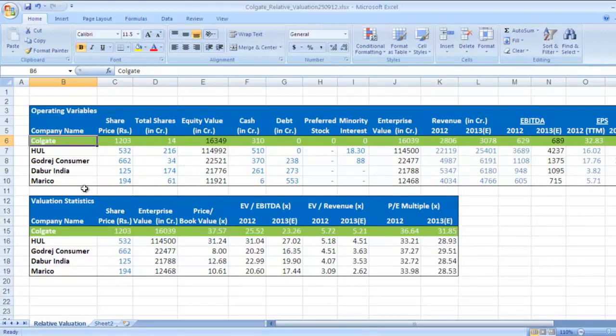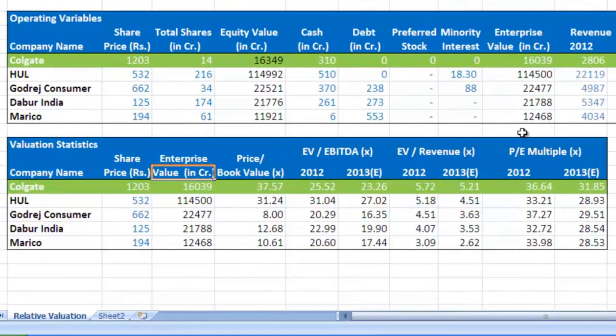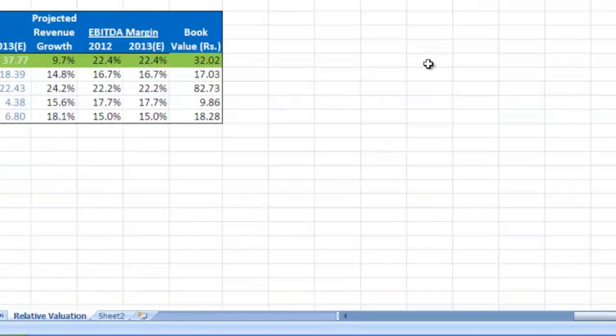Okay, so these are the inputs. Here are the valuation statistics. So the companies are the same: Colgate, HUL, Godrej Consumer, Dabur India, and Marico. I've taken share price here, enterprise value, which I have taken from this cell. Then price to book value ratio. Share price is this, and book value we have already taken here.